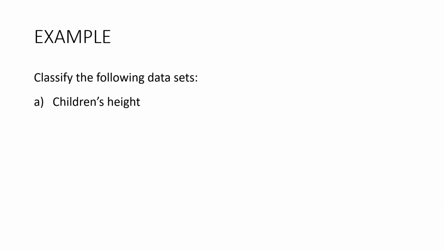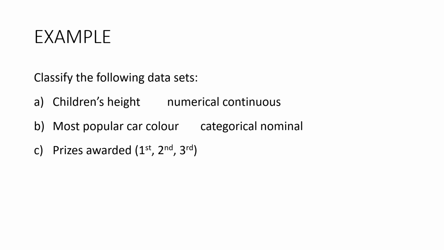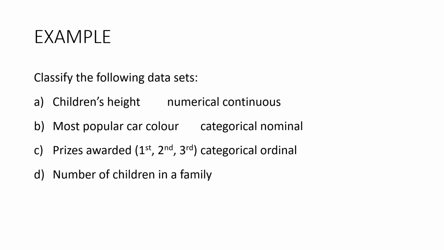Here's an example. Classify the following data sets. Children's height. So that's numerical data, and because it's measured, it's continuous. Most popular car color, so that's categorical data. Can that be ordered? No, it can't, so it's categorical nominal. Prizes awarded, so first, second, and third. Again, that's categorical data, but this time it can be ordered, so it's categorical ordinal. And then finally, the number of children in a family. That is numerical data, but we can count that. It's whole numbers, so it's numerical discrete.